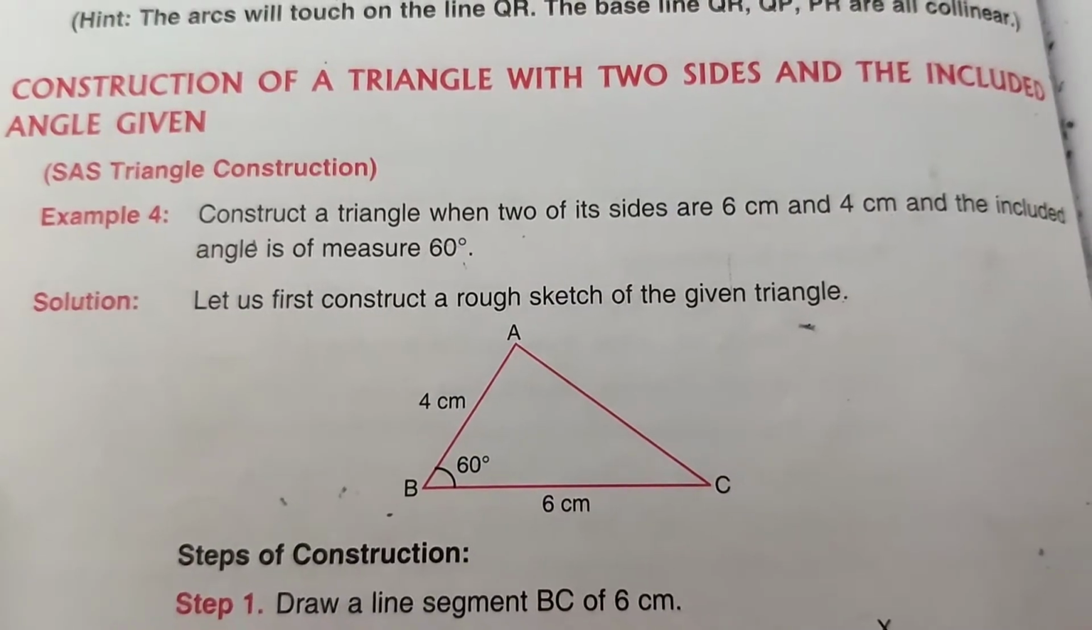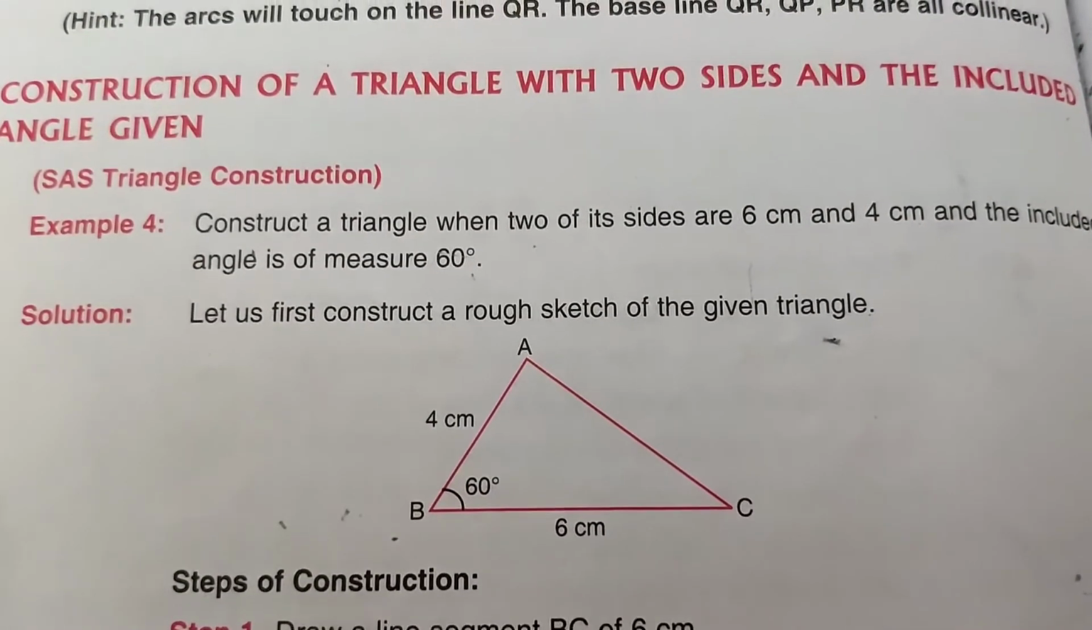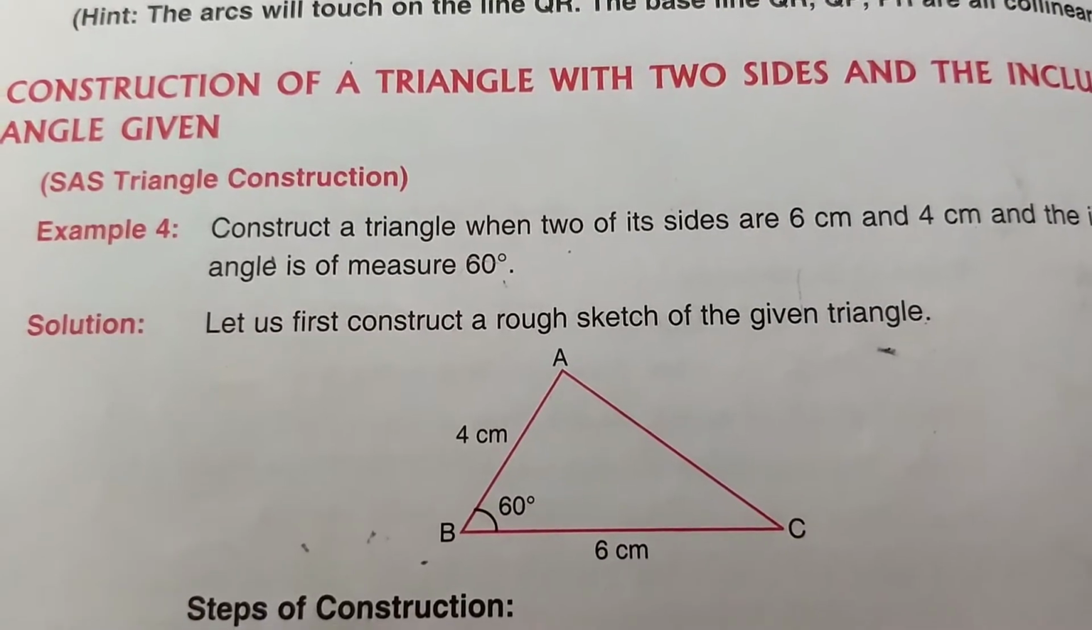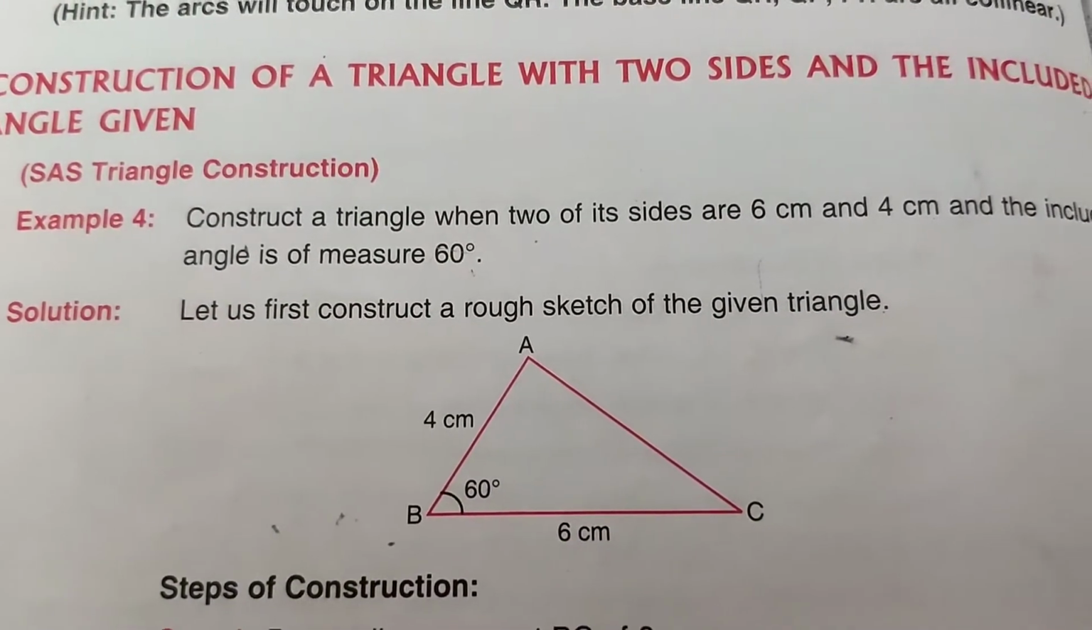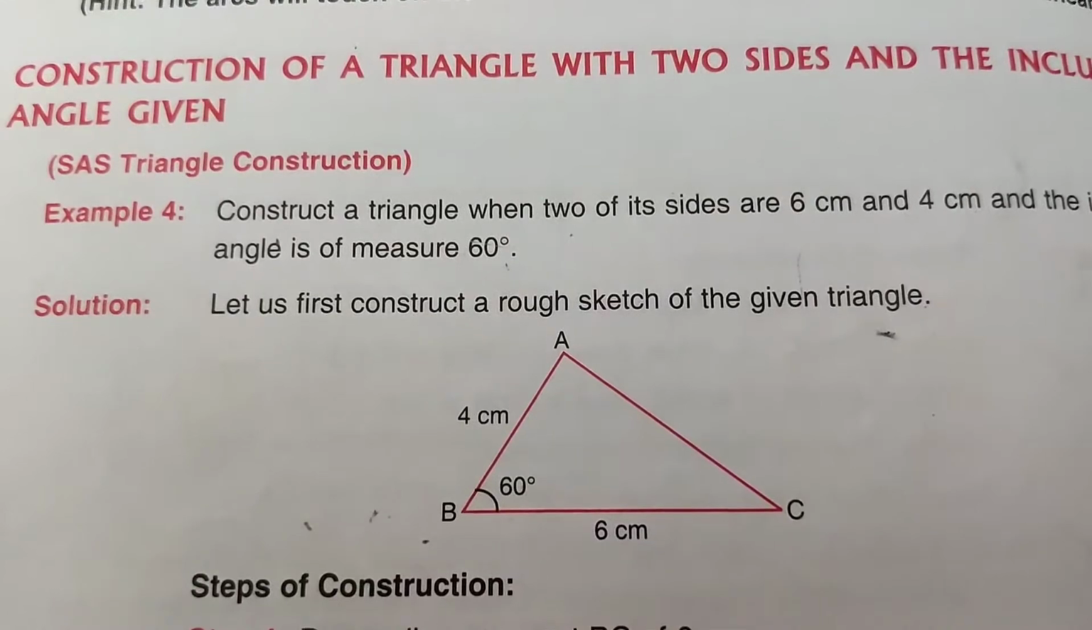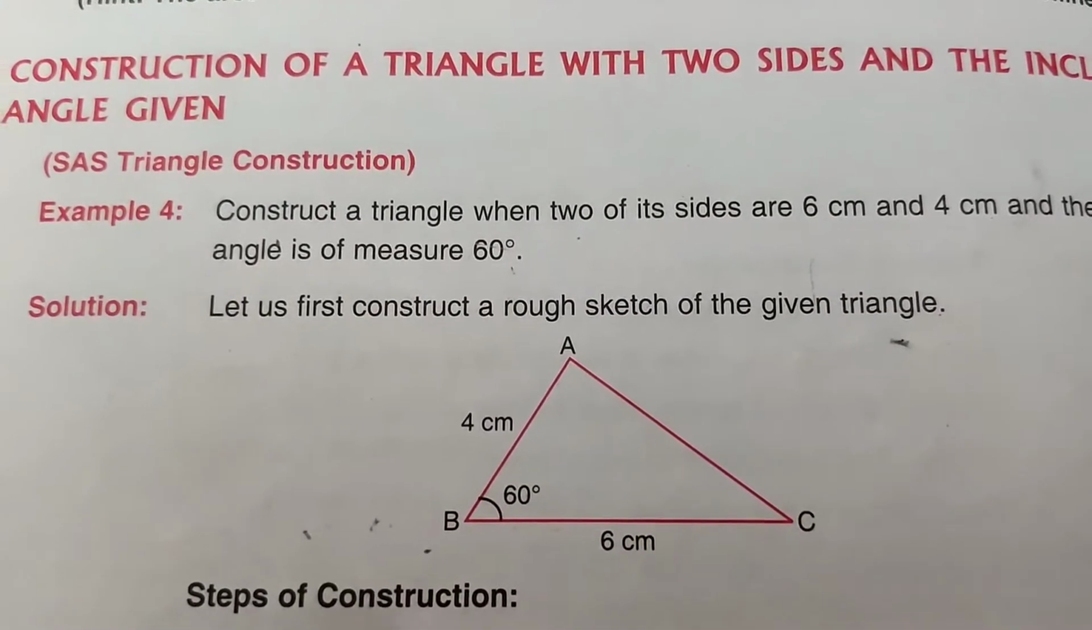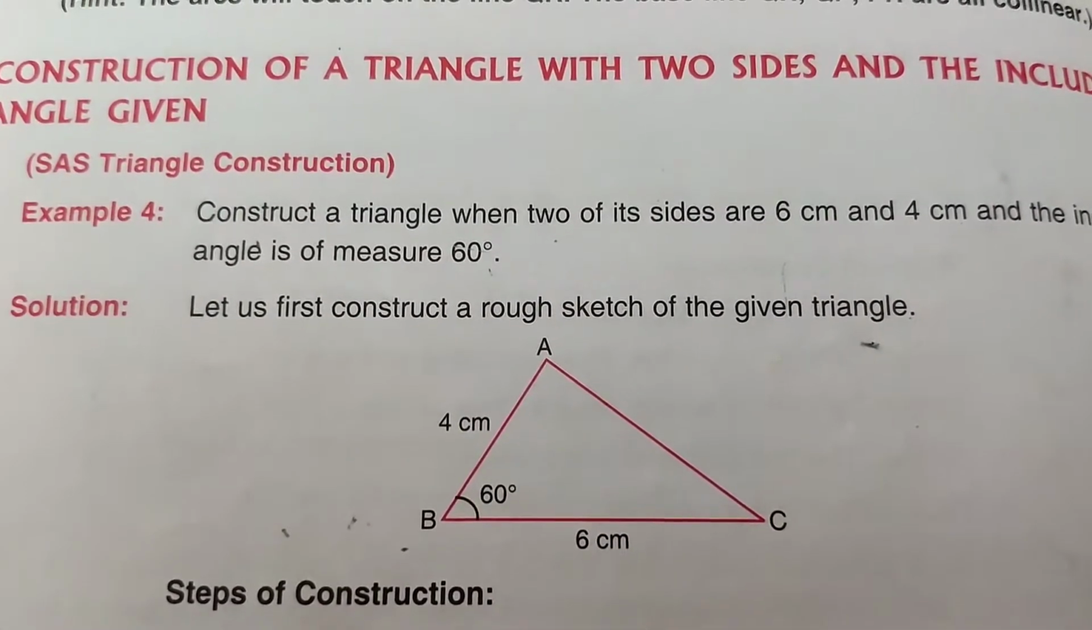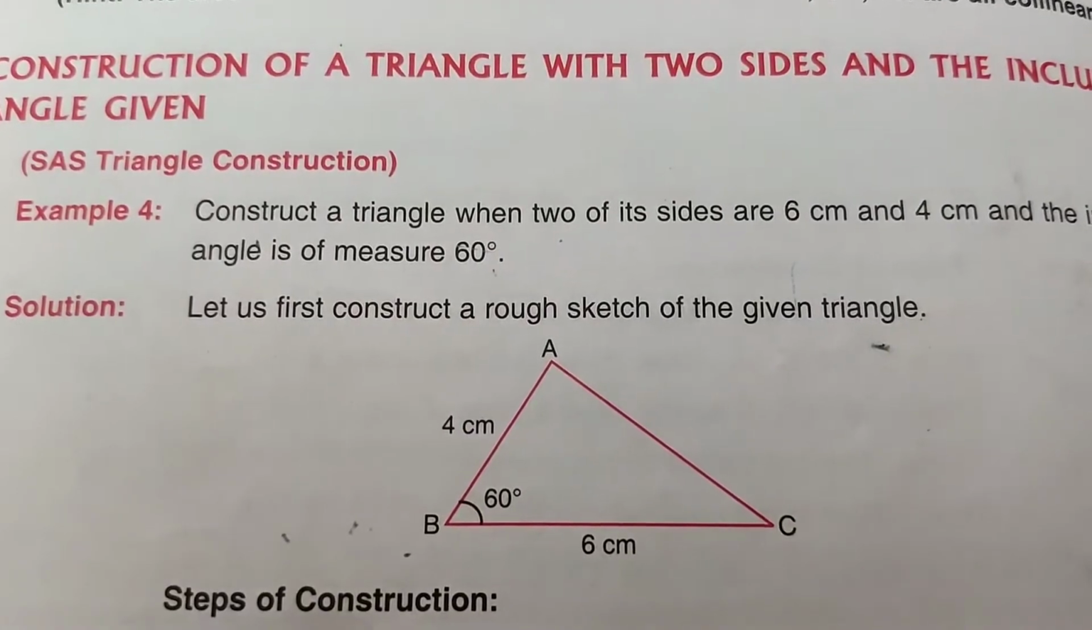Construction of a triangle with two sides and the included angle given, by SAS triangle construction. This is worksheet 2 of the chapter, Construction of Triangle.